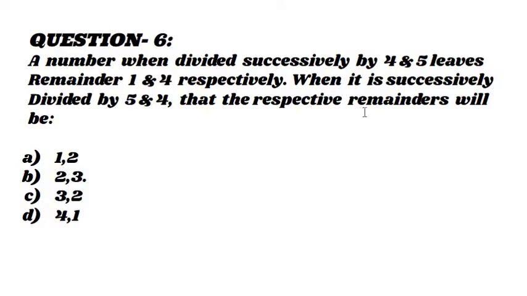When the same number n is divided by 5 and the quotient we get is divided by 4, we are asked to find the respective remainders. The answer is 2 comma 3. Now let's move to the solution.